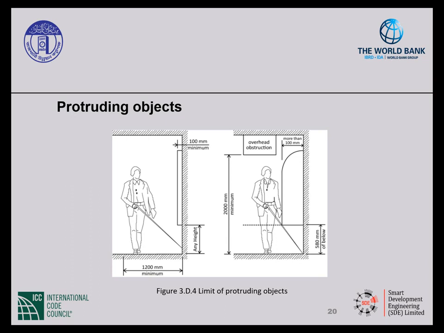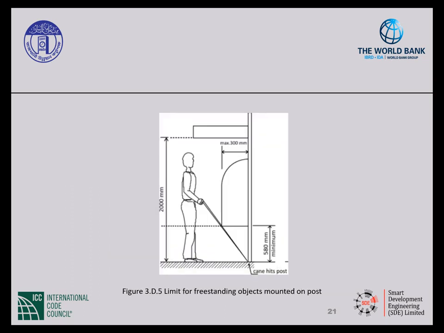As you can see, the person who is using their cane would come in contact with any projection that is within that 580 millimeters dimension. Any protruding object shall not reduce the clear width required for an accessible route. Just like with wall-mounted objects, post-mounted objects are also a hazard. The most common object projecting from a post would be a sign.